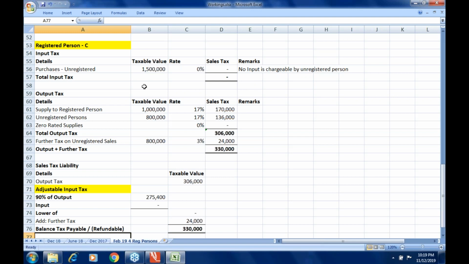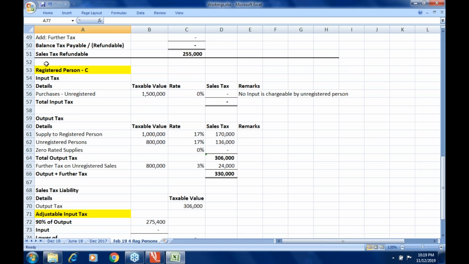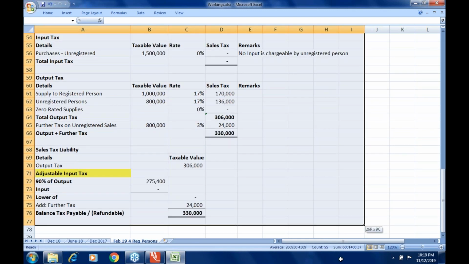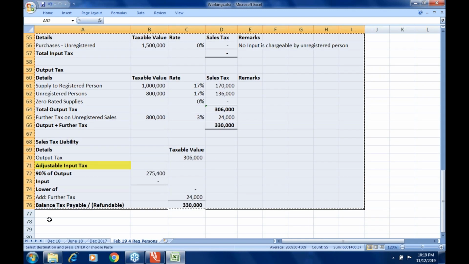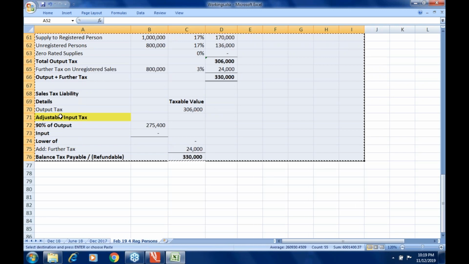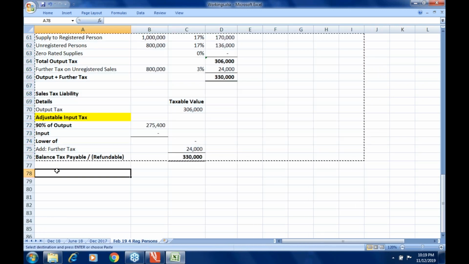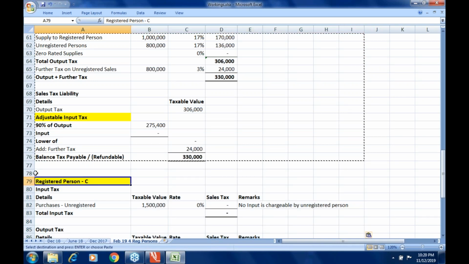Okay. Lastly, we are left with the registered person D. Now, if I talk about the registered person D, let's discuss.